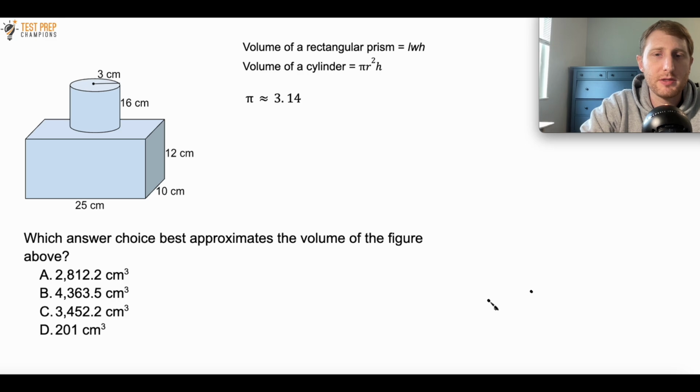Which answer choice best approximates the volume of the figure above? Is it A, B, C, or D? Now's your chance, if you'd like to pause the video, try to figure this out, take all the time you need. Then whenever you're ready, just unpause the video and we'll talk about it.